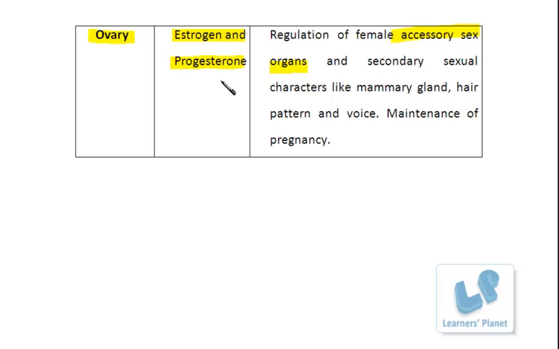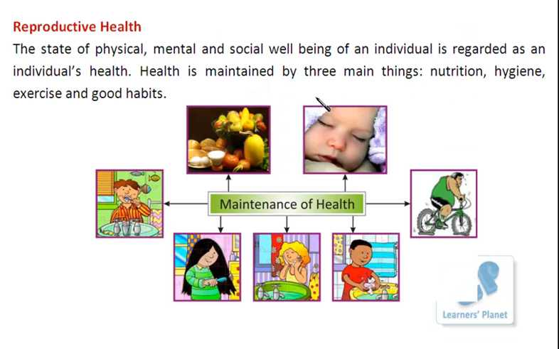Now, after studying some of these hormones, let us study about reproductive health, the maintenance of the reproductive health of an individual. So the word health is defined as the state of physical, mental, and social well-being of an individual. Now, of course, there is a condition which is known as a disease condition.